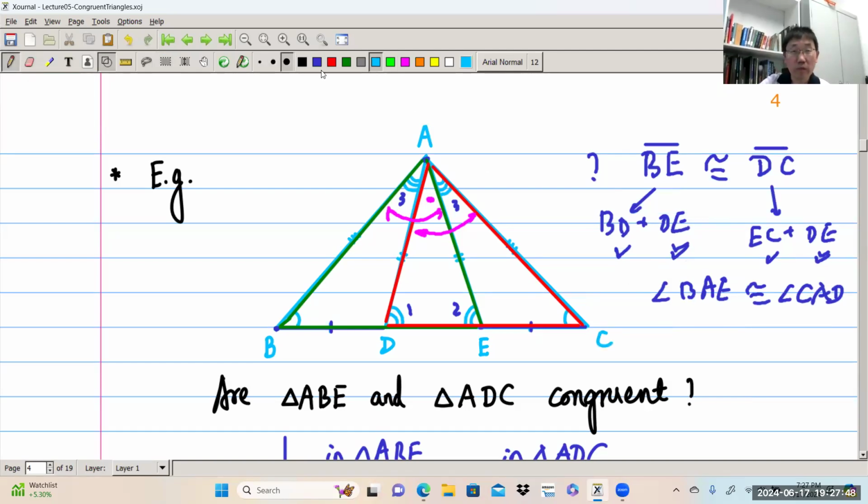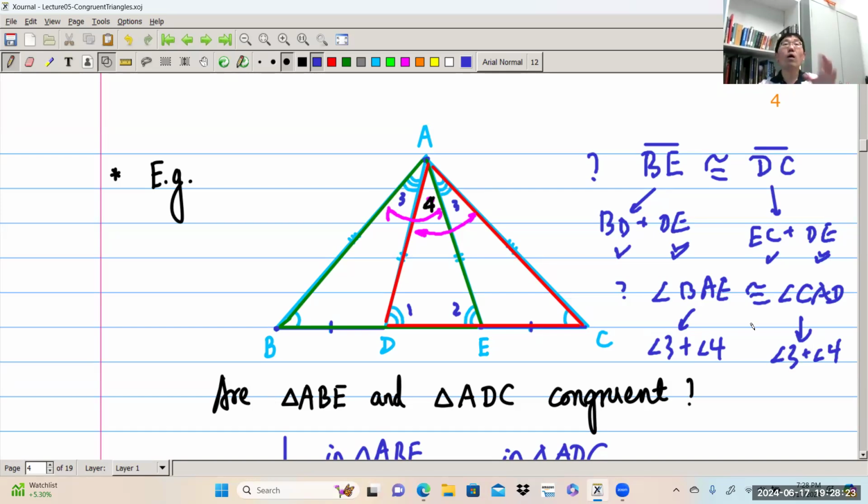So is this true? The answer is also yes, because BAE is the sum of angle 3 and, let me call the middle angle, angle 4. So it's angle 3 plus angle 4. Now, how about the angle CAD? It's also the sum of angle 3 and angle 4, because we know these two are congruent. So it's also the sum of angle 3 plus angle 4. So of course they are congruent.